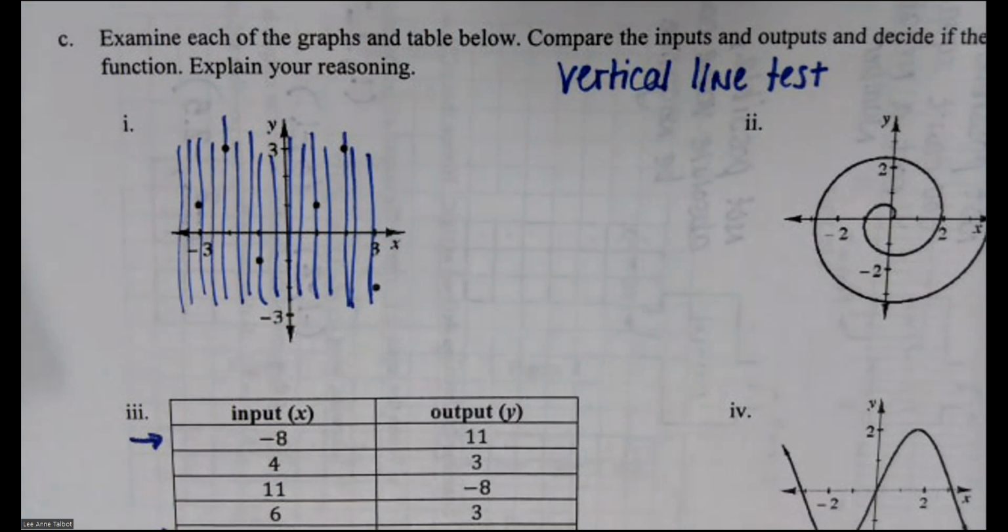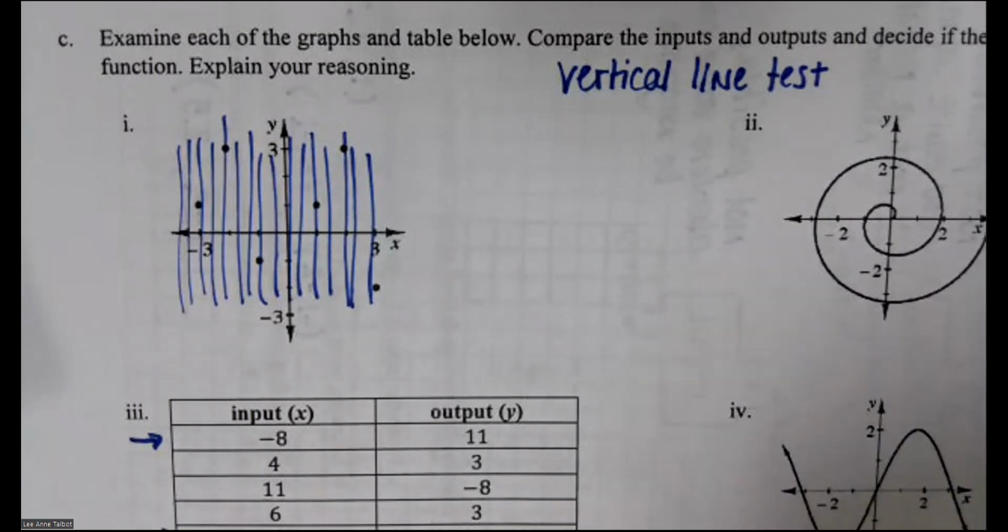Okay, here's my question. Did any of my vertical lines hit 2 dots? So this one hit 1 dot, this one hit 1 dot, this one hit 1 dot, this one hit 1 dot, this one hit 1 dot, and this one hit 1 dot. That means that there's no input that has 2 different outputs. So it is a function.